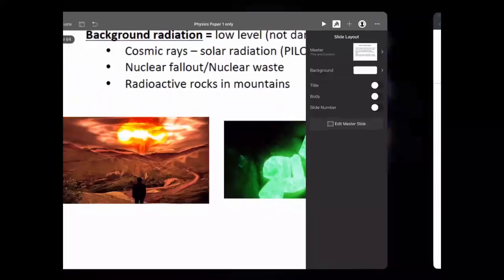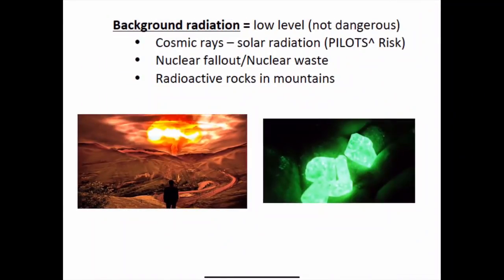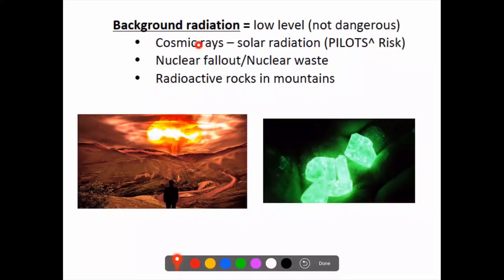Now, where does background radiation come from? So there are 3 main places. Number 1, cosmic, so from the solar system, from stars and galaxies far away. Also from nuclear waste products, so if people use nuclear power machines or nuclear weapons, and also from radioactive rocks in mountains. So for example, people who have jobs where, let's say pilots, are at a greater risk of background radiation than people who are on the ground. A nuclear fallout or scientists that work in nuclear factories, again, are at more risk of background radiation than people who don't.